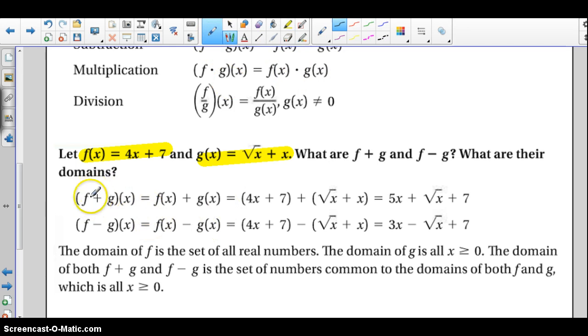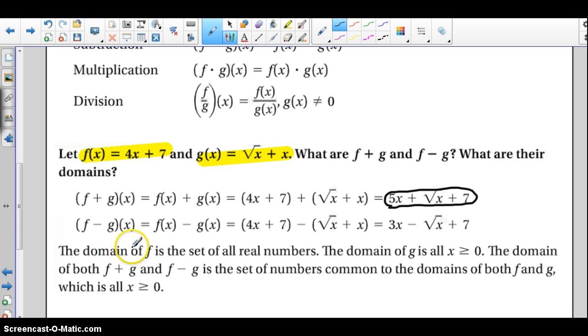We're going to add these two, f plus g of x. In other words, you're going to add f of x plus g of x. And real simply, you're going to take 4x plus 7 plus radical x plus x. Combine like terms, 4x and x for 5x, and 7 and radical x. These are all three different terms, and we are all done. That is your solution.